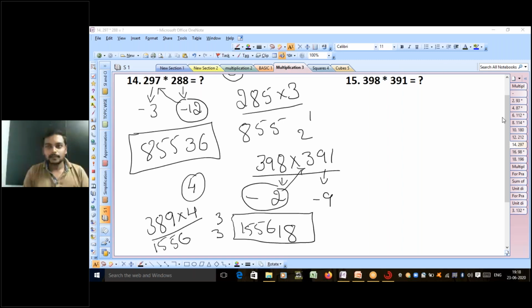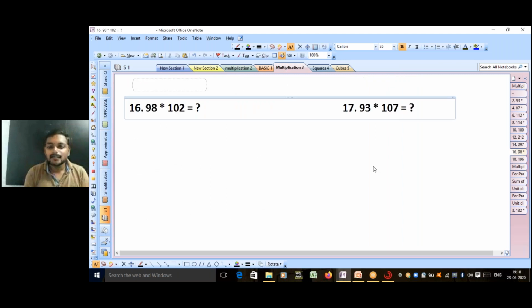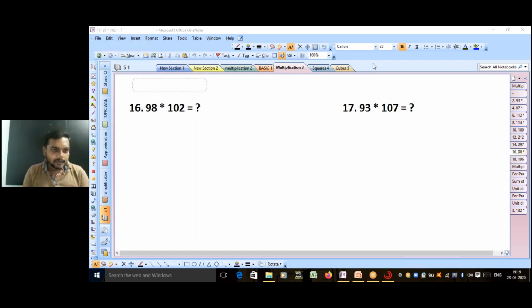Okay. You can multiply any number by taking a base, whether it is 200, 300, 400, 500, 600, 900, 800, like that. Here we have a number where one number is less than 100 and the other number is greater than 100. In this situation, I'll let you know how to multiply these numbers.